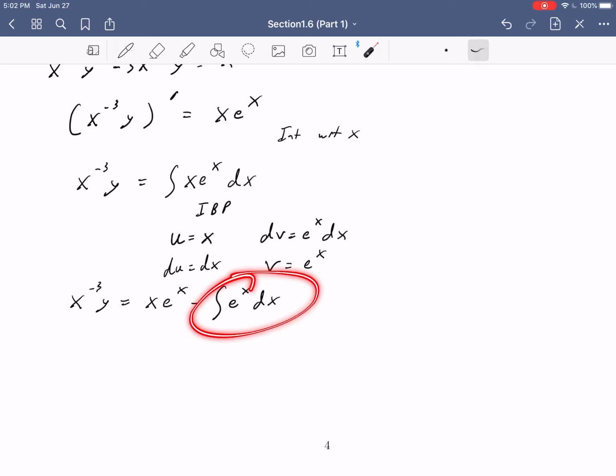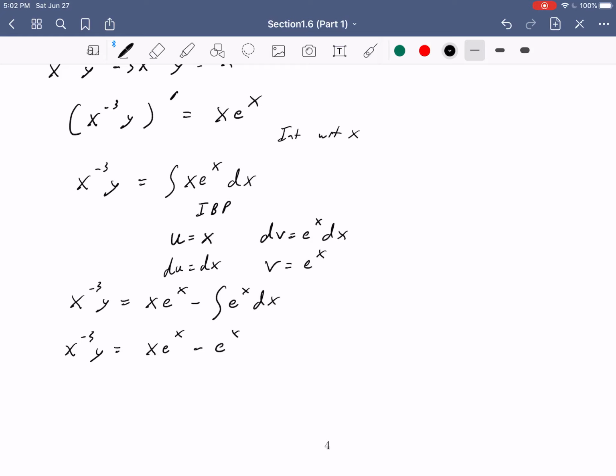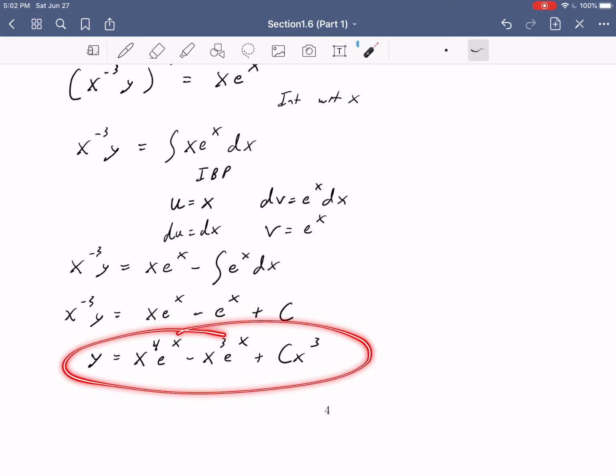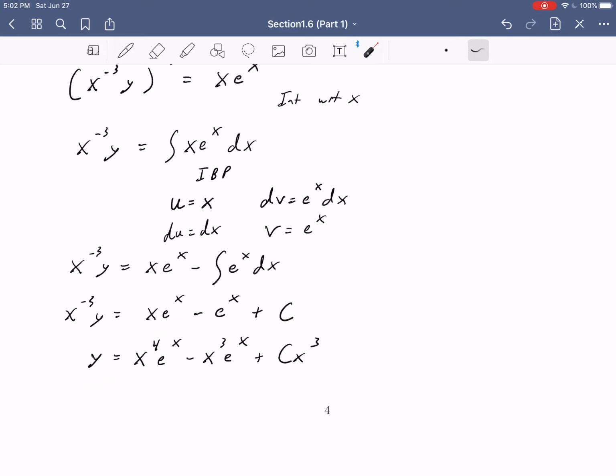Remember, you still got another integral to do, so we'll finish that up. x to the minus 3 y equals x e to the x minus e to the x. Pop our constant of integration on there because we finished integrating. And again, not bad to get y in explicit form. Let's multiply the x cubed over, and we get y is x to the fourth e to the x minus x cubed e to the x plus c x cubed. So there we go. There's our solution to that linear equation.